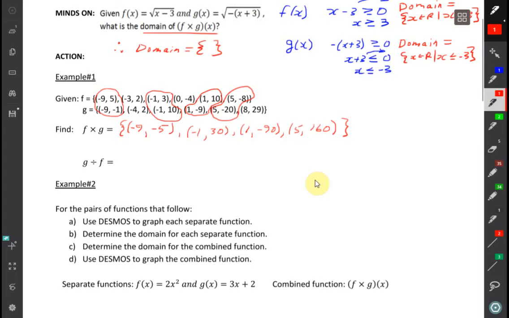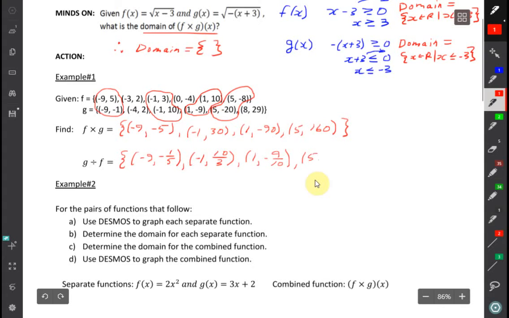The second question, g at x divided by f at x. Again, the inputs will be the same. So for minus 9, what we have is minus 1 divided by 5, which is minus 1/5. For the input of minus 1, we have 10 divided by 3, so that is 10 over 3. For the input of 1, we have minus 9 divided by 10. That gives us minus 9/10. And for the input of 5, we have minus 20 divided by 8. We can reduce that. 4 will go into each of these, so it's going to be positive because same sign. 4 goes into 20 5 times in the numerator, and 4 goes into 8 2 times.